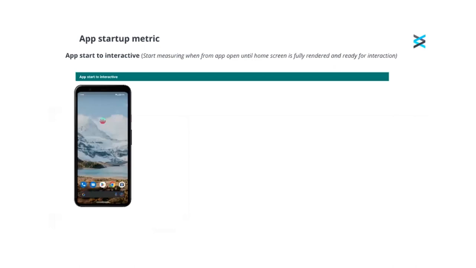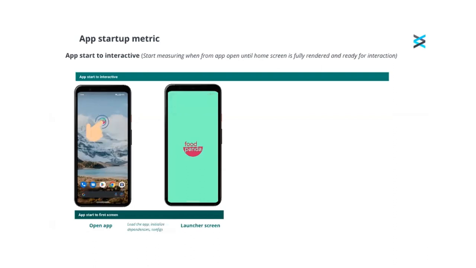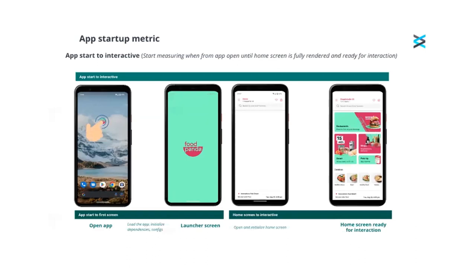So just to define a few of these metrics, the flow, and how they are measured, we'll start with the upstart metric. The upstart metric is measured from the moment when the user opens the application, and then follows the launcher screen. In this period, we load the main app, and initialize some dependencies and configurations. And then what happens next is the home screen is loaded. And the upstart to interactive metric will be stopped when the home screen is fully loaded and ready to be interactive for the user.